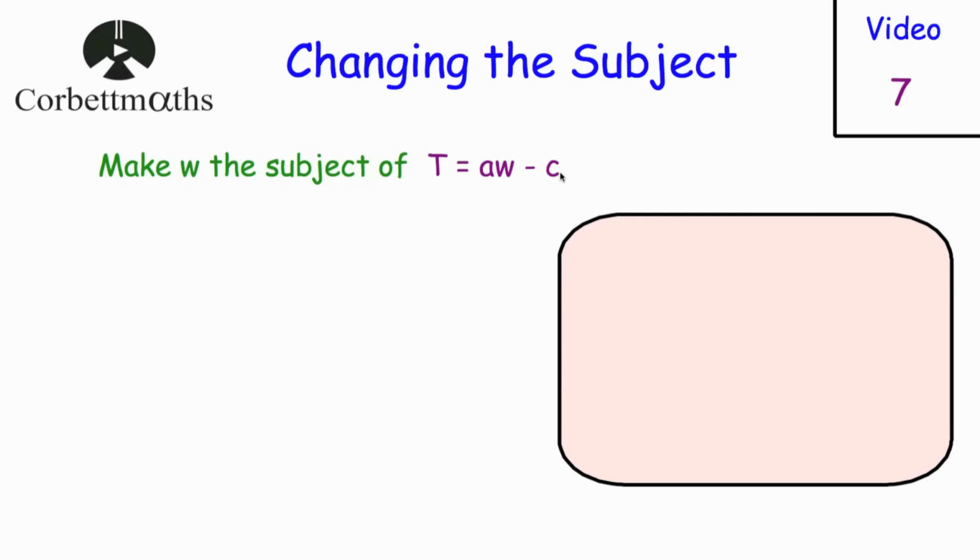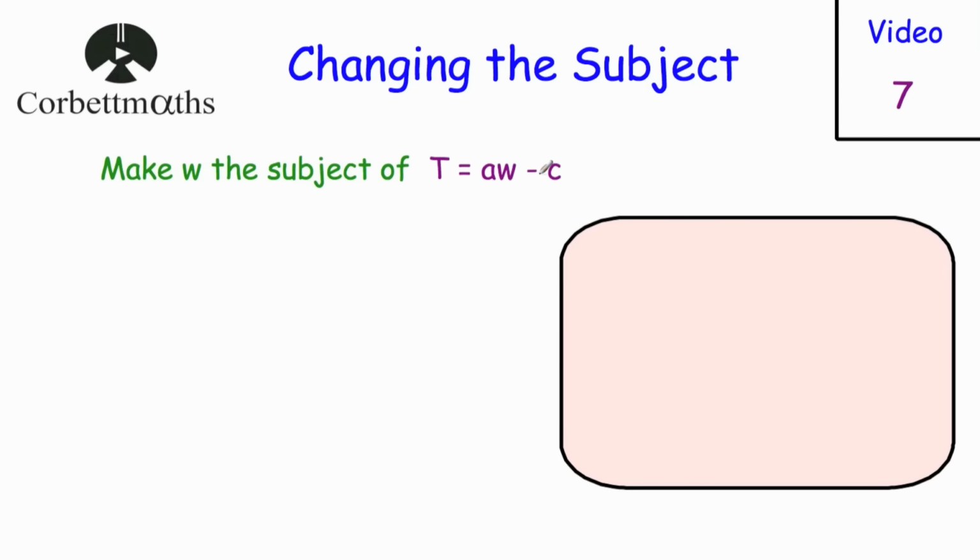So we don't want this take away C, and we don't want this multiply by A. So what we're going to do is, like an equation, we're going to get rid of this take away C and multiply by A. So let's write out our formula. We've got T equals AW take away C. Now we want to get the W on its own, so let's get rid of this take away C to begin with. So if I wanted to get rid of take away C, I'm going to add C to both sides. So add C and add C.